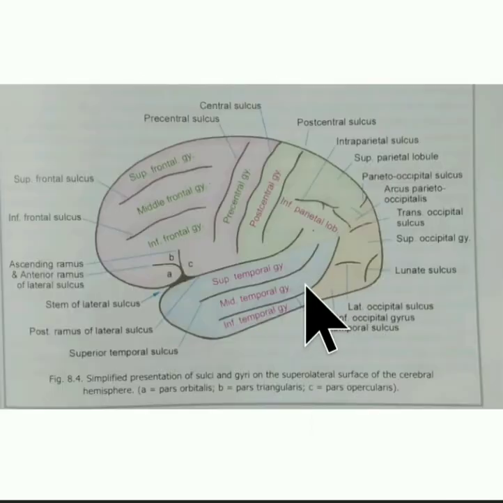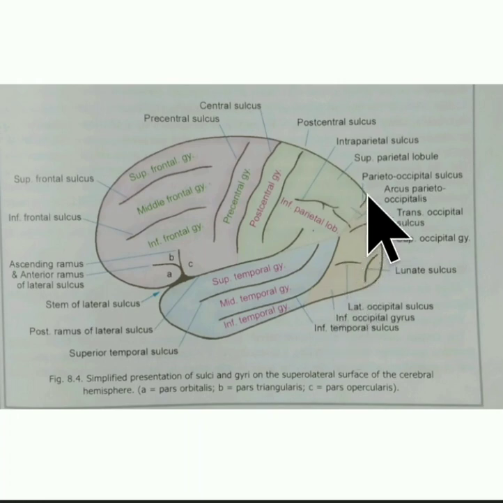First of all, the sulci and gyri of the superolateral surface. You can see the central sulcus, the main important sulcus. This is the posterior ramus of the lateral sulcus, this one is the ascending, and this one is the anterior horizontal. Here is a notch called the pre-occipital notch, and here comes the parieto-occipital sulcus.